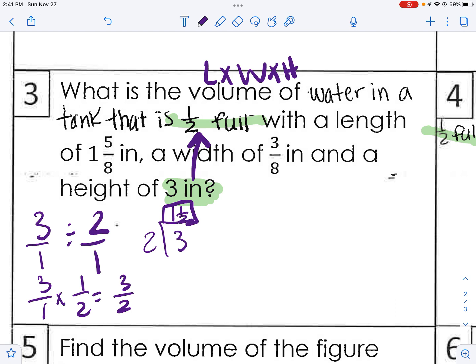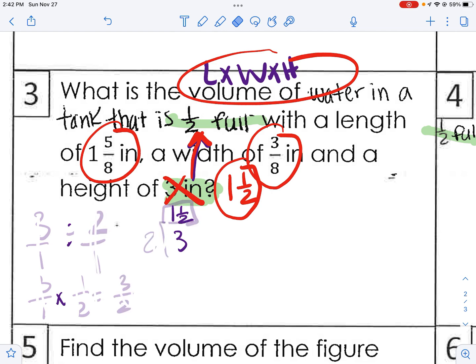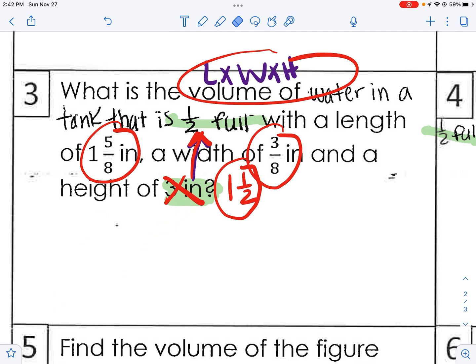Okay, so the 1 1/2 is what I'm going to replace the height with. So instead of using this 3, I'm going to cross it off and I'm going to use 1 1/2. And remember, the reason why I'm using 1 1/2 and not 3 is because it tells us up here that the tank of volume that we're finding is only half full. So half of 3 is 1 1/2. Okay, now I can do length times width times height. So I'm going to do 1 5/8 times 3/8 times 1 1/2. Okay, so I'm going to erase all this so I have some more room. So let's see, 1 5/8 times 3/8 times 1 1/2.